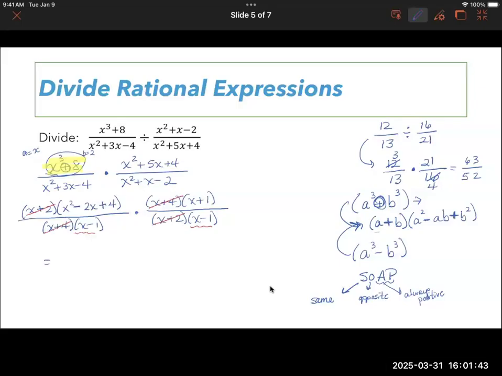So our final answer is going to be this x plus 1, and I'm going to put it first since it's a binomial, times this remaining x squared minus 2x plus 4. And in the denominator, we've got x minus 1 remaining in both of them. So I'm going to write that as x minus 1 quantity squared.